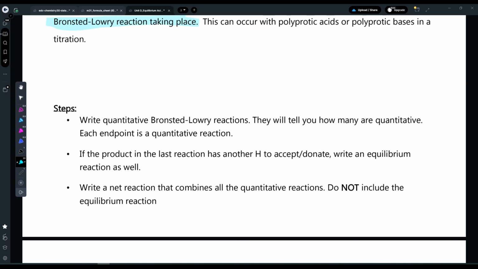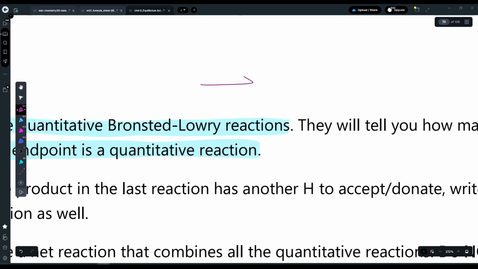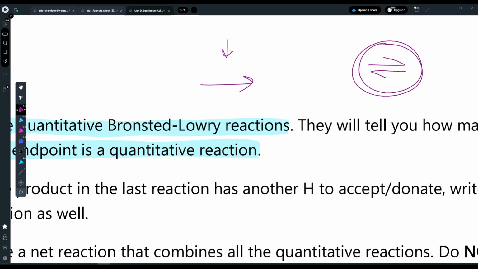So you're going to write the quantitative Bronsted-Lowry reactions. Now you're going to be told how many of these reactions that you need to write. And you're going to be told this usually in the form of how many endpoints there are in the titration. Okay, so each endpoint is going to be a quantitative reaction. Remember that quantitative reactions have these forward arrows or these single-headed arrows in them. They are not the ones, these are equilibrium arrows. This is a quantitative reaction.